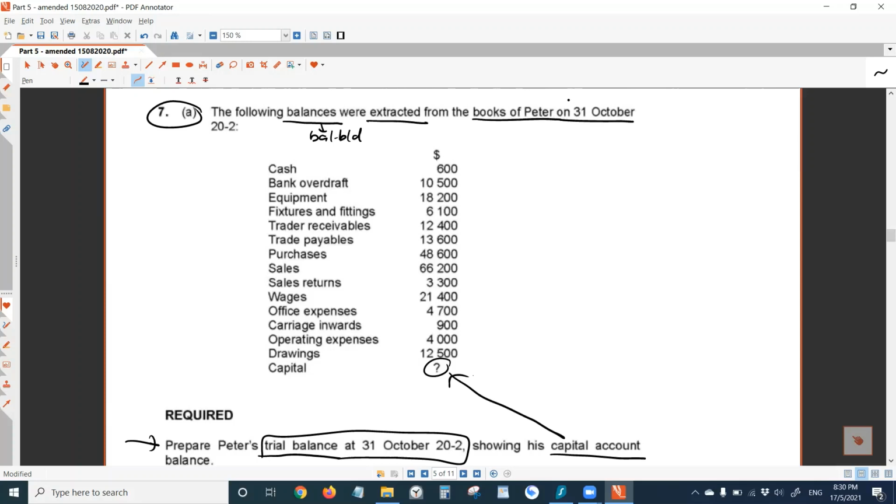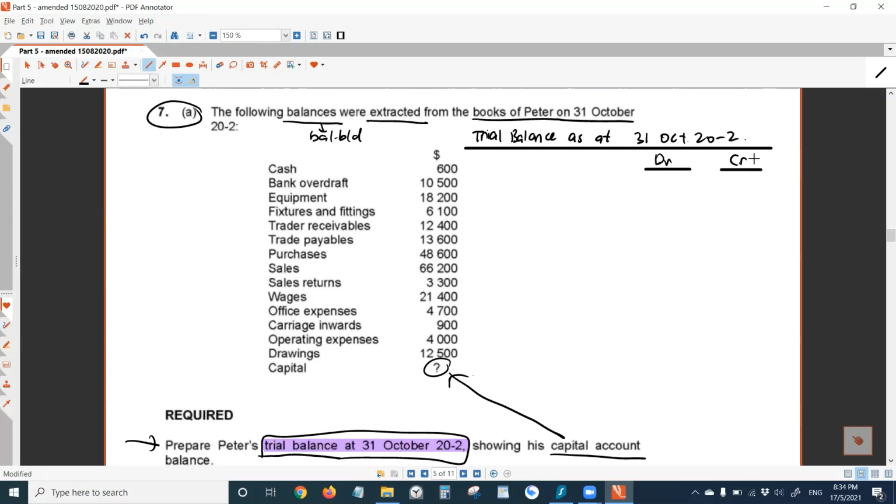Now you don't have to waste your foolscap paper. You may make use of the space on the right hand side here. You write down the heading of the trial balance. You can just copy from the question here. Let's copy together. Trial balance as at 31st October 20-2. Have the debit column and credit column ready.